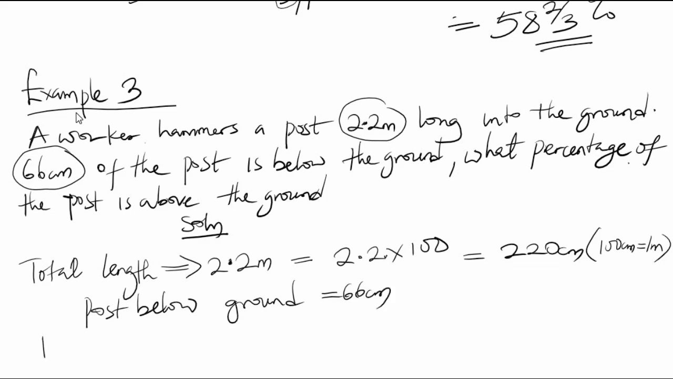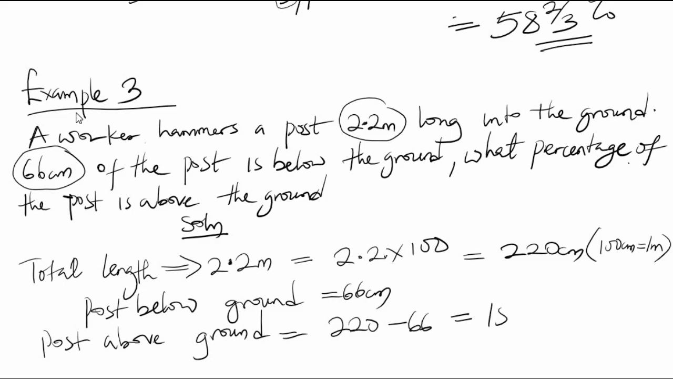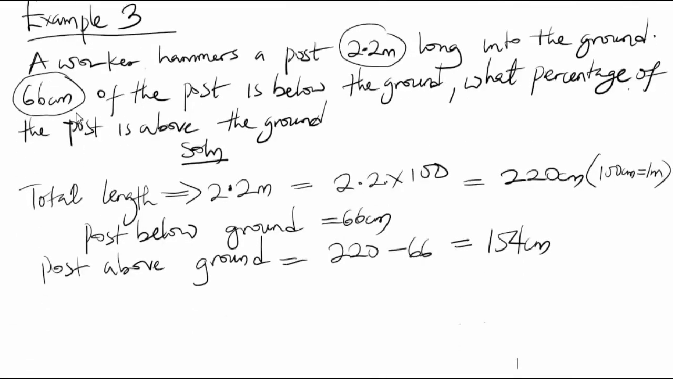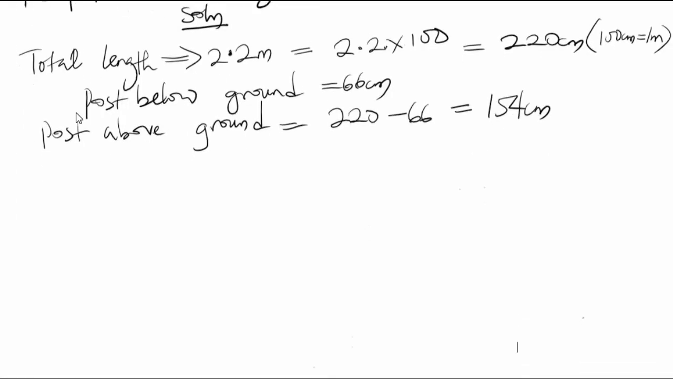So to find the post above ground, we simply subtract 66 from 220. Simple logic, and that will give us 154 centimeter. So 154 centimeters is the post above ground.